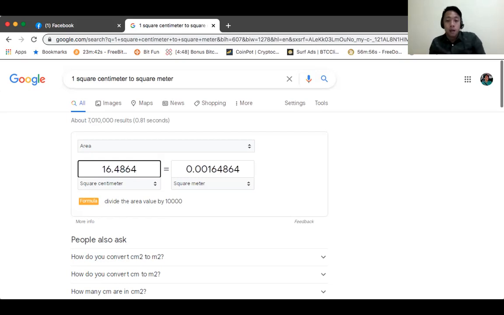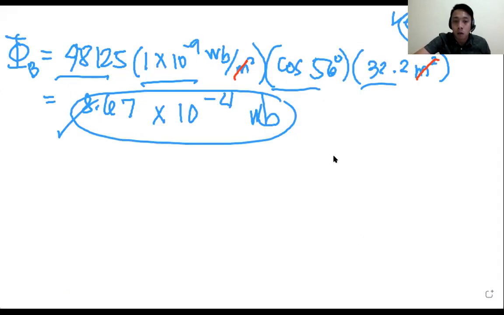4864 is what we have. Okay, so we have to copy this: 0.00164864. Okay? Sige. Balik tayo sa ating whiteboard. Ayan. Ay, wait. Board ba kanina? Hindi. Pasensya, nalilito na ako.